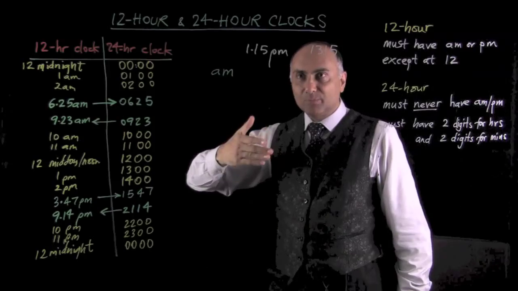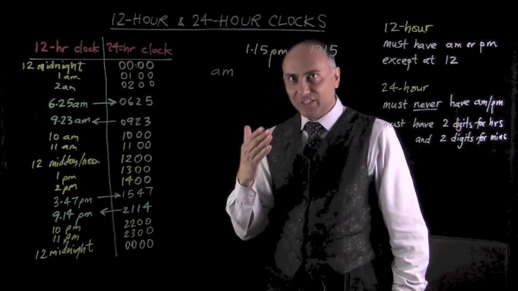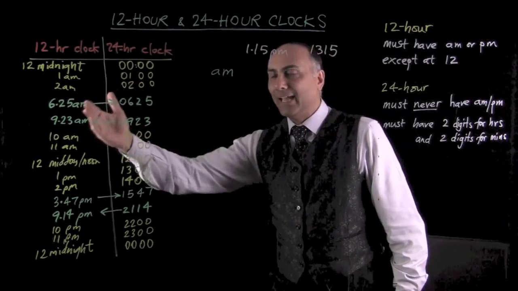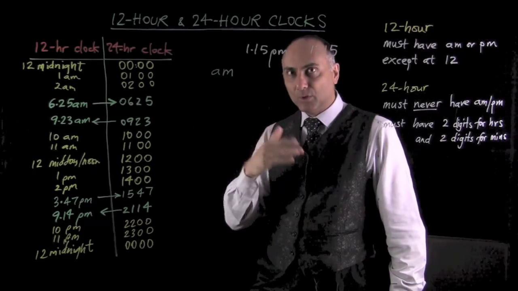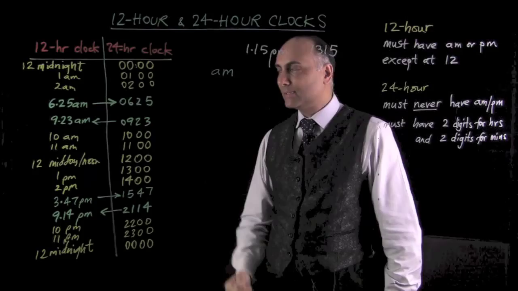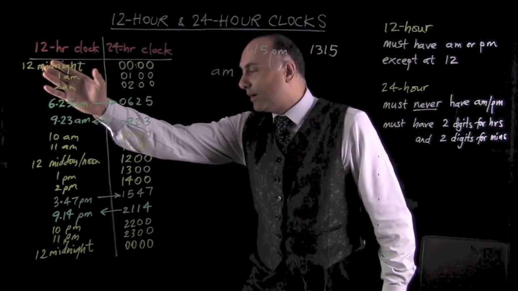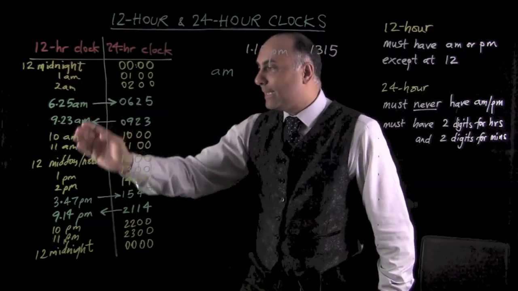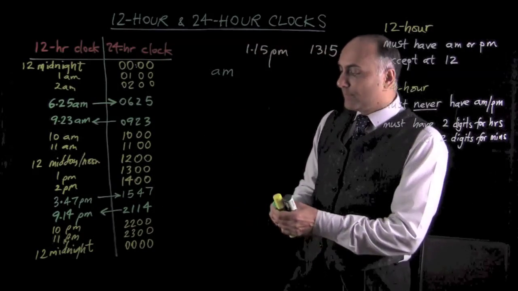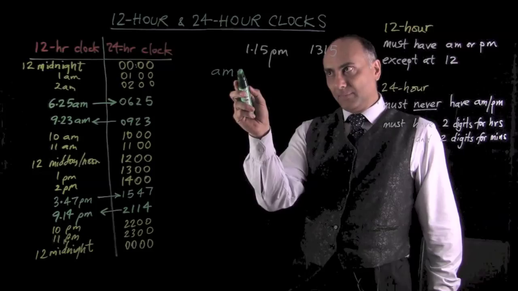So to distinguish between the two versions of each time, you have to have AM or PM so you know which one you're talking about. Otherwise, it's ambiguous, meaning it has two meanings. So in the 12-hour clock, you must have AM or PM with all the times except midnight and midday. So what is AM?